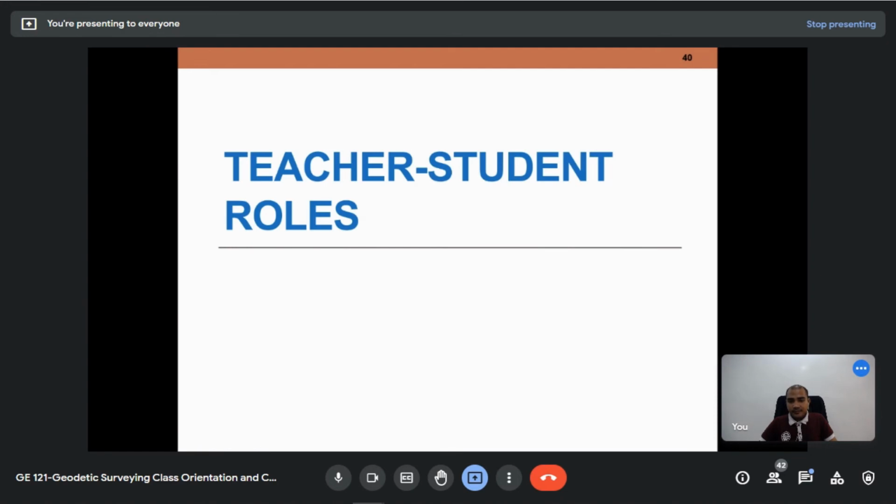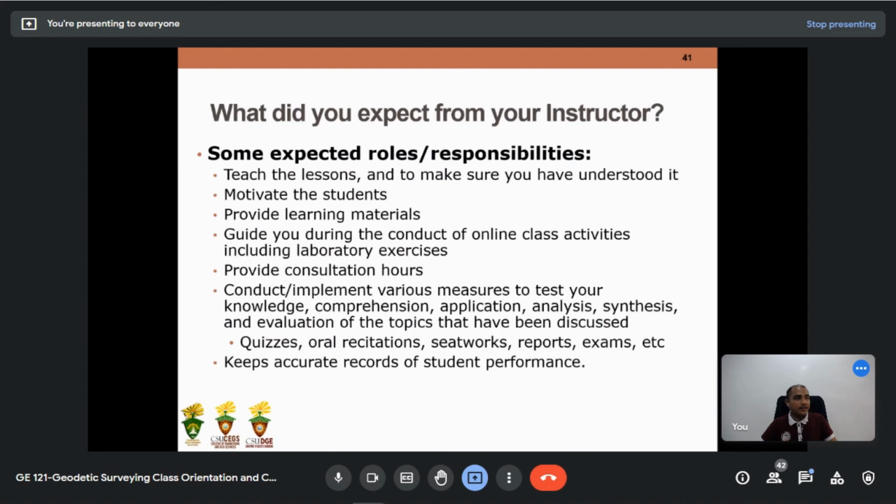And siguro mo na pinakalas din yung part, no? So these are the teacher-student roles. No? What are the expectation? What you expected from me, no, as your instructor? So first is to teach lessons, no, and to make sure that you all understood the each topics na gina-discuss sa inyo. So expected na siya from mo as your instructor, no.